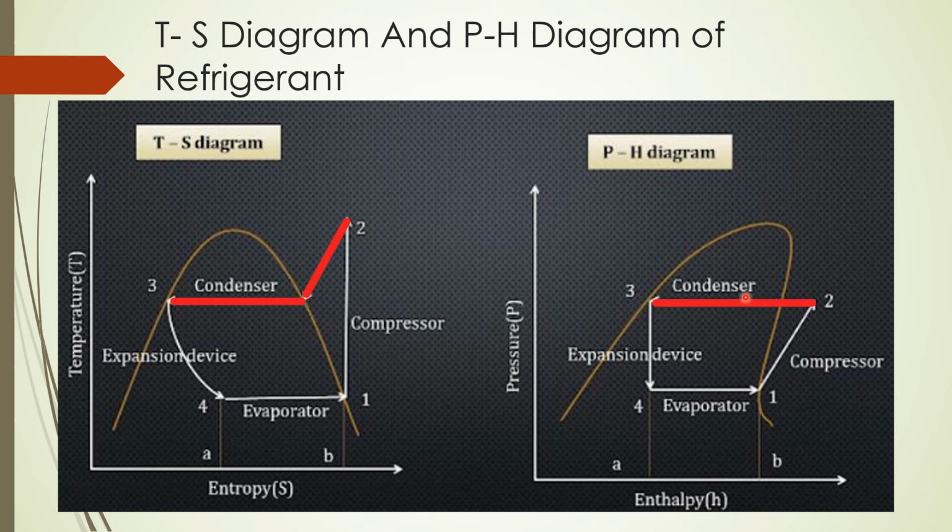The condenser rejects heat to the atmosphere, remaining at constant pressure. In this process, high temperature, high pressure vapor is converted into high pressure saturated liquid.